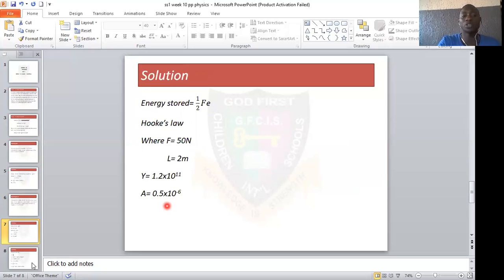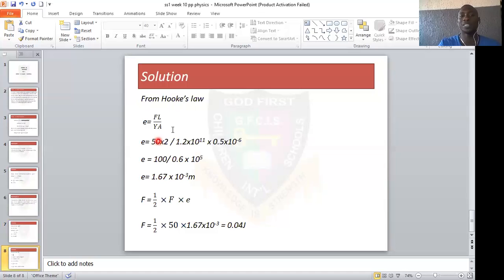So first, get the formula for Young modulus. Y equals FL, that is force times length, over extension times cross-sectional area. Make E the subject of the formula: E equals FL over Young modulus times area. Given that F is 50 times 2, divided by 1.2 times 10 to the power 11, which is Young modulus, times 0.5 times 10 to the power minus 6, which is the area. Inserting all the parameters, you have 100 divided by 0.6 times 10 to the power 5. Divide through, and you have 1.67 times 10 to the power minus 3 meter. The extension is 1.67 times 10 to the power minus 3 meter.